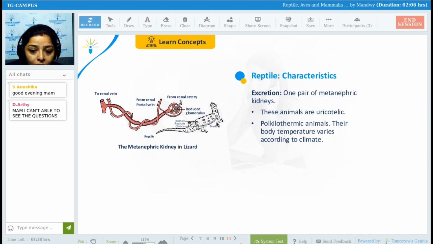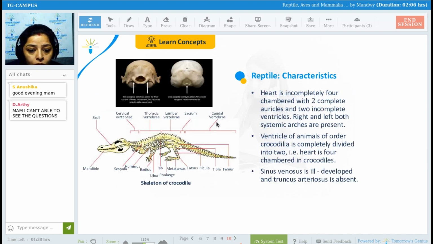So condyle and dicondyle are clear to you guys? Is the reptile dicondyle or monocondyle? Reptile is monocondyle because they have only one occipital condyle. Monocondyle.